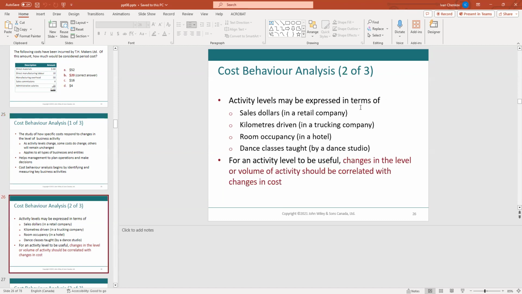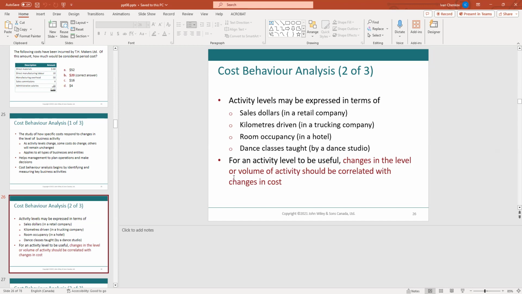Now, the activity level can be expressed in terms of sales dollars, kilometers driven, rooms of capacity, dance classes, anything like that. So again, remember, here we're chasing what's our activity in the business, what drives the business, and we're going to chase how the costs react to an increase in our activity. If we increase the sales dollars, does the cost increase or stay the same? If you're driving more kilometers, does the cost increase or stay the same? If we have more rooms occupied in our hotel, what happens with the cost? Is it going up or does it stay the same?